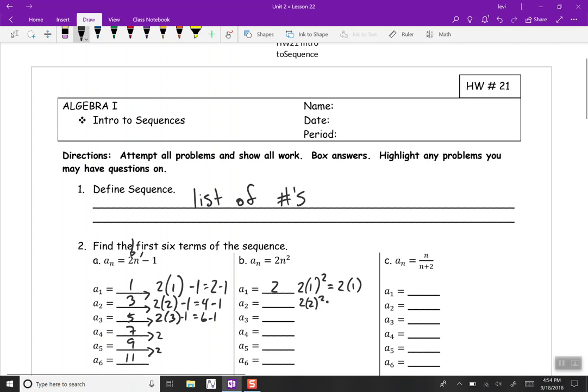2 times 2 squared. 2 times 4 makes 8. 2 times 3 squared. 2 times 9 makes 18. 2 times 4 squared. 2 times 16 makes 32. 2 times 5 squared. 2 times 25 makes 50.